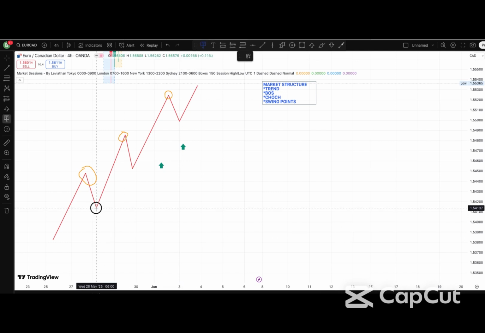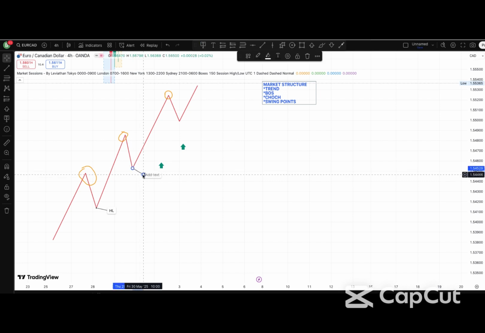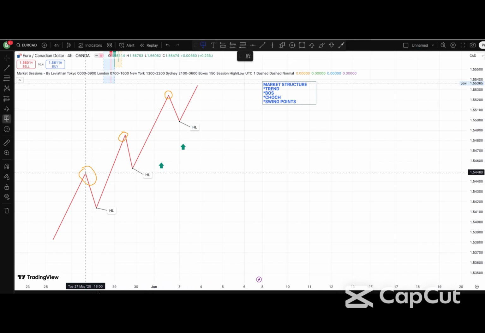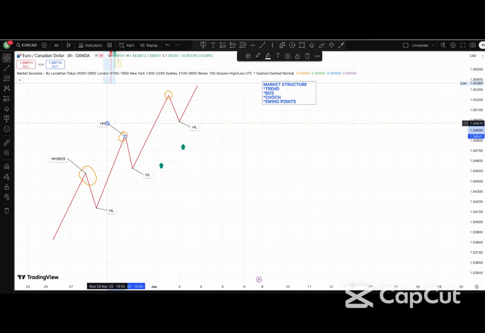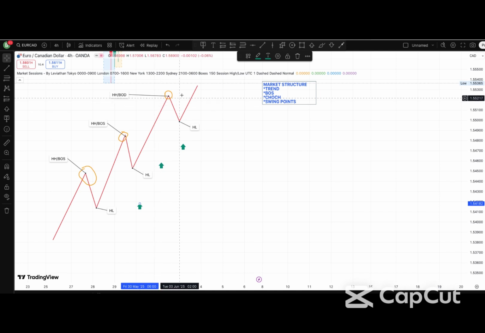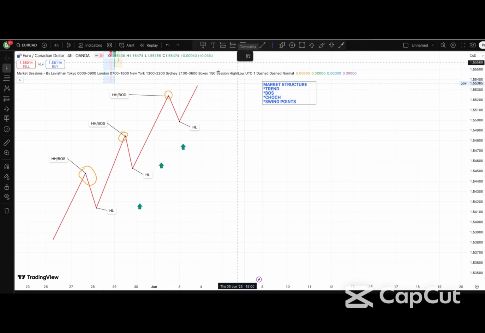All right. So this part here is a higher low. This part here is a higher low. This part here is a higher low. And this part here, the breaker structure, is still the higher high and the BOS at the same time. This part here is the higher high and BOS. This part here is the higher high and the BOS. So when you see a trend going up like this, creating new higher highs and higher lows, and it's shifting to the upside, then it's definitely the uptrend.